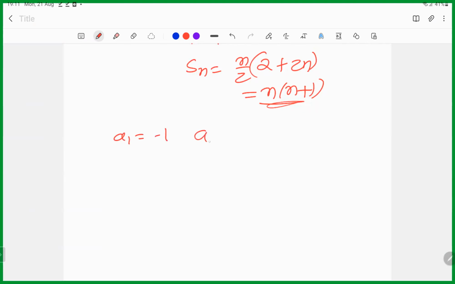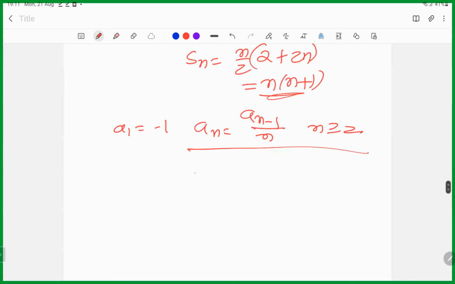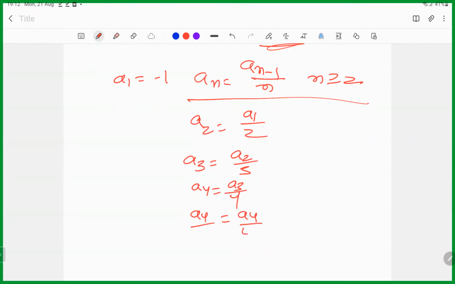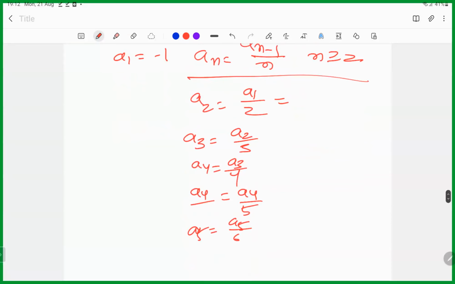A1 equal to minus 1, an equal to an minus 1 by n, right? For n greater than or equal to 2. If you substitute n equal to 2, it will be a1 by 2. So a3 will be a2 by 3, a4 will be a3 by 4, a5 will be a4 by 5, a6 will be a5 by 6. A1 is given as minus 1, so a2 will be minus 1 by 2. a3 will be minus 1 by 6, then minus 1 by 24, minus 1 by 120, minus 1 by 720.